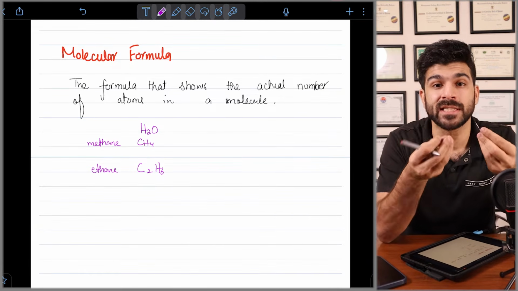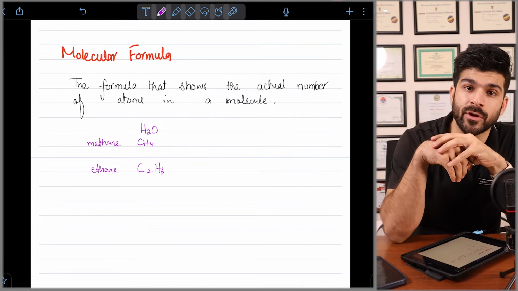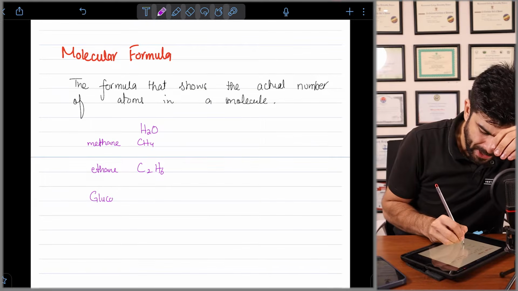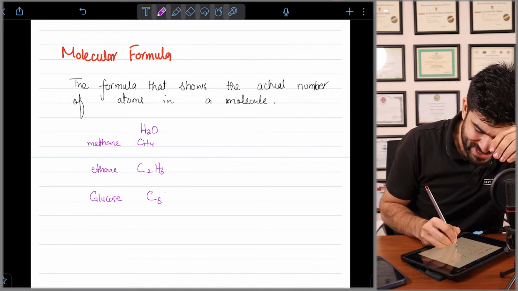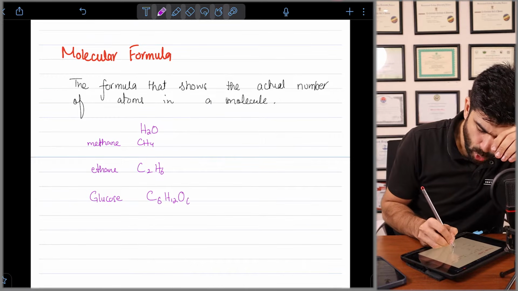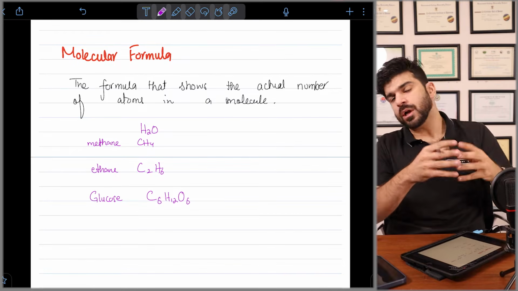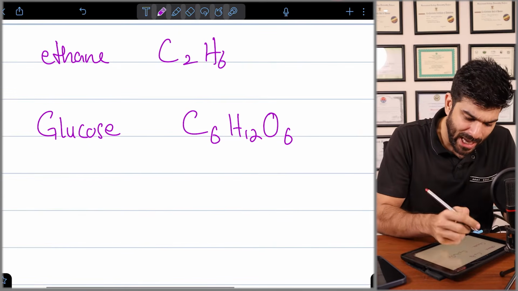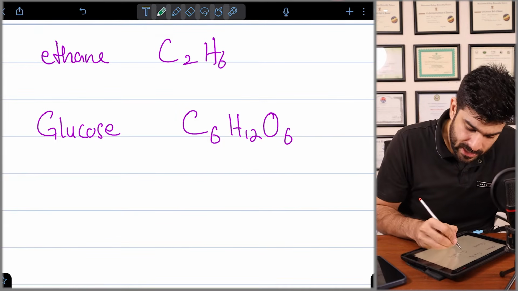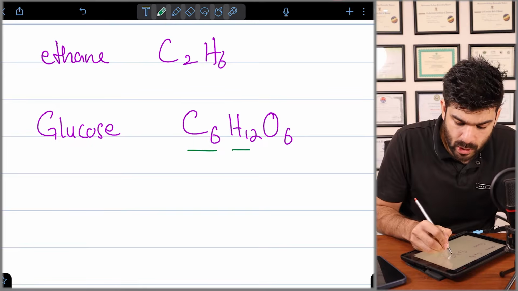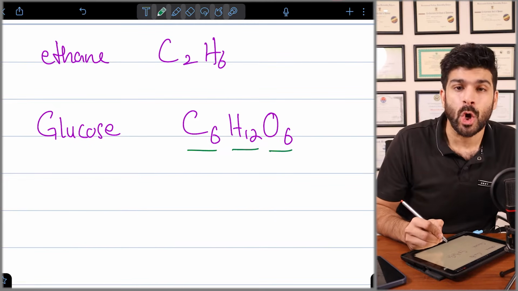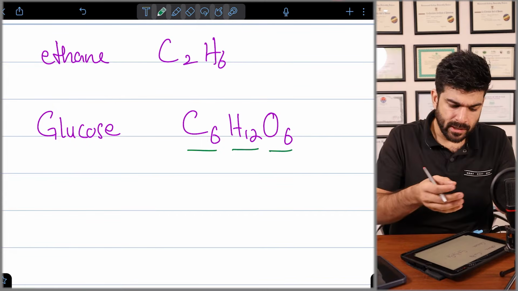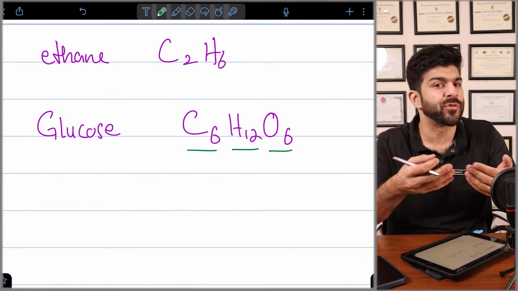And most importantly, especially for the bio students, you must know that very well. For you it's an easy thing. You must have studied it in your grade 8. We will talk about glucose as a prime example. Glucose is C6H12O6. So this is the molecular formula of glucose. The formula easily tells you that a glucose molecule has 6 carbon atoms, 12 hydrogen atoms, and 6 oxygen atoms. Again, this is the one we have been using since forever.